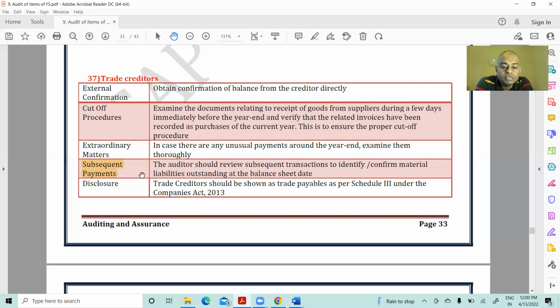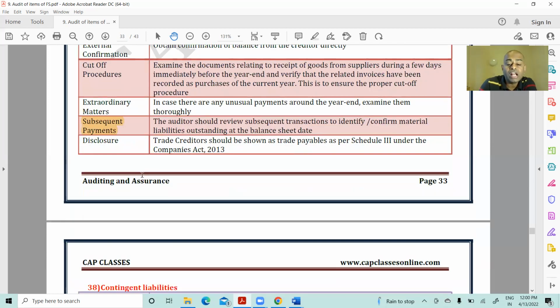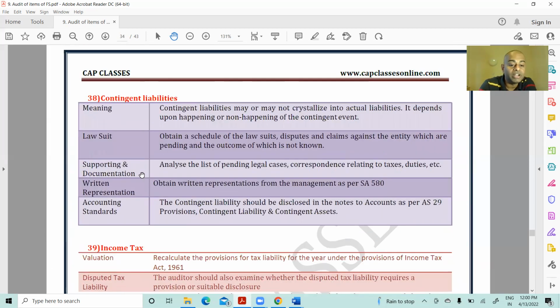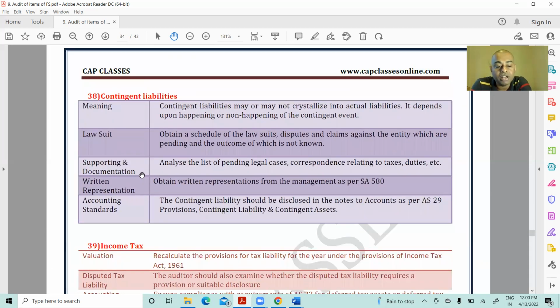You understand? Then disclosure, trade creditor should be shown as trade payable as per schedule 3. Are you kidding me? Obviously. Trade creditors will be shown as accounts payable. Then contingent liabilities. Oh my God, put a star mark. Important.